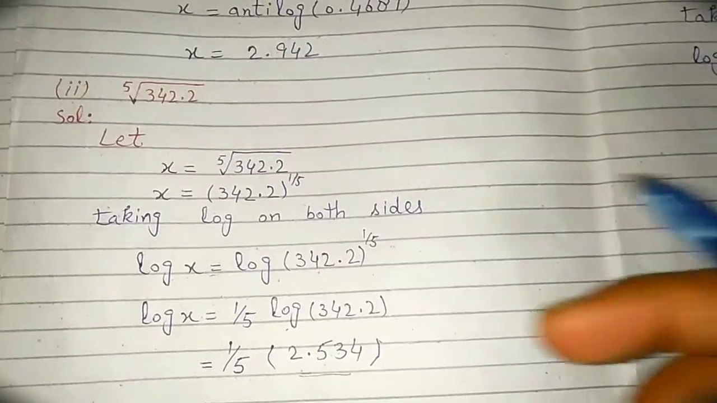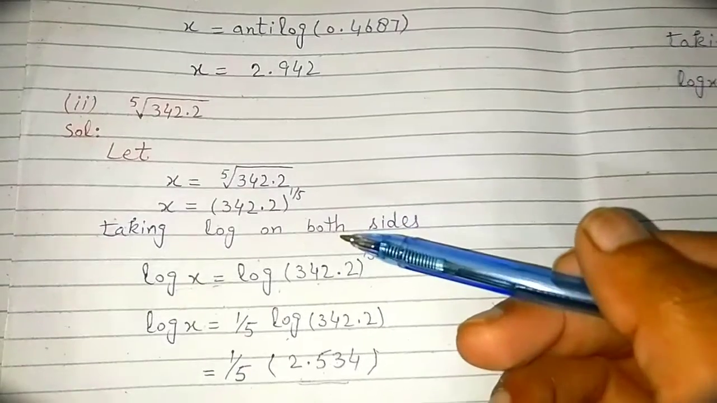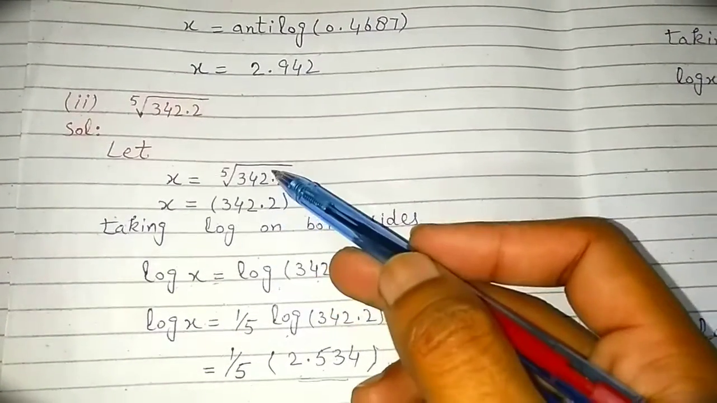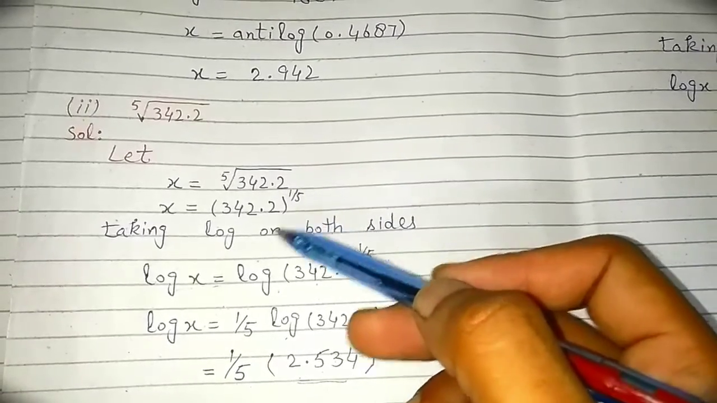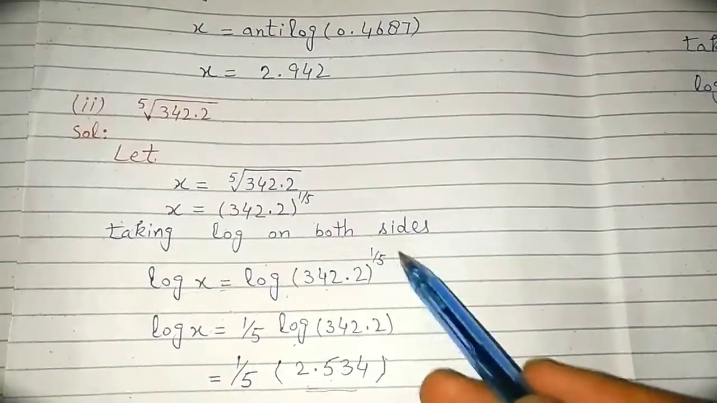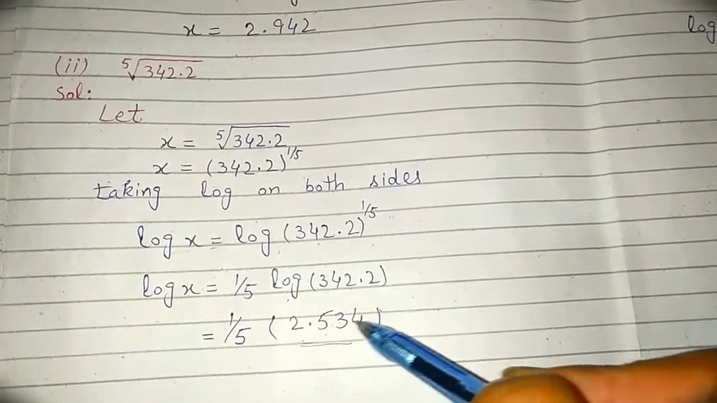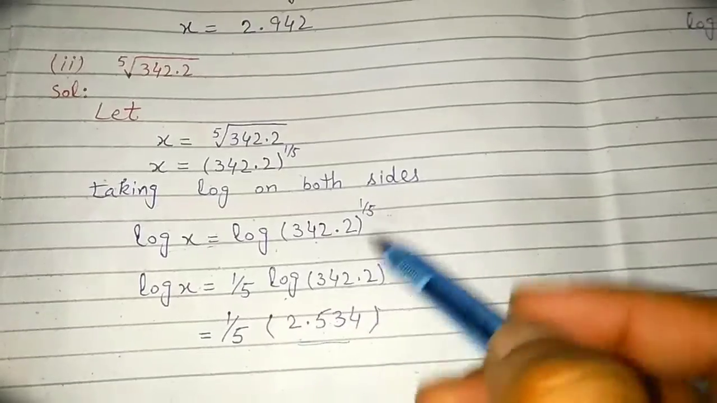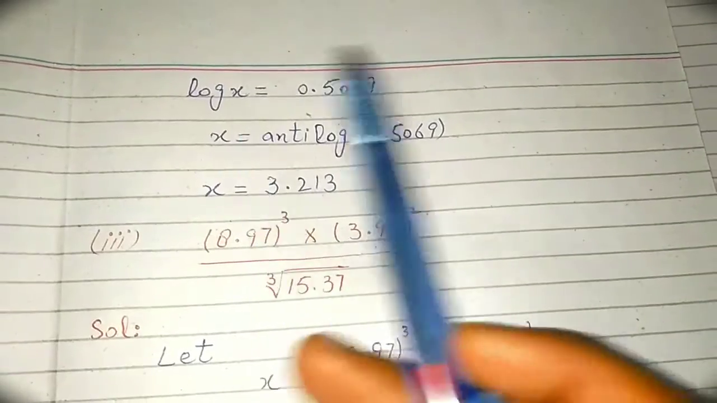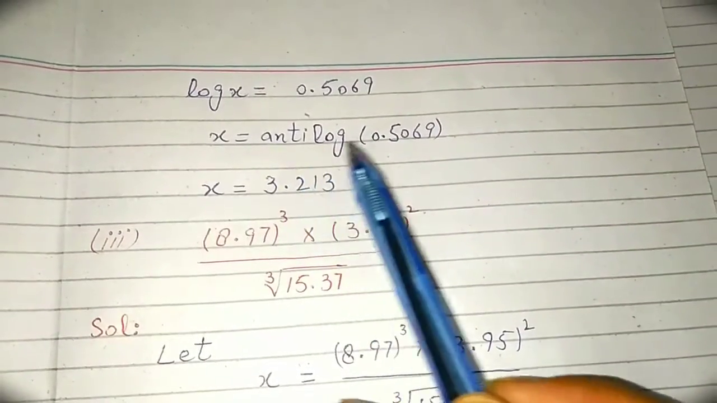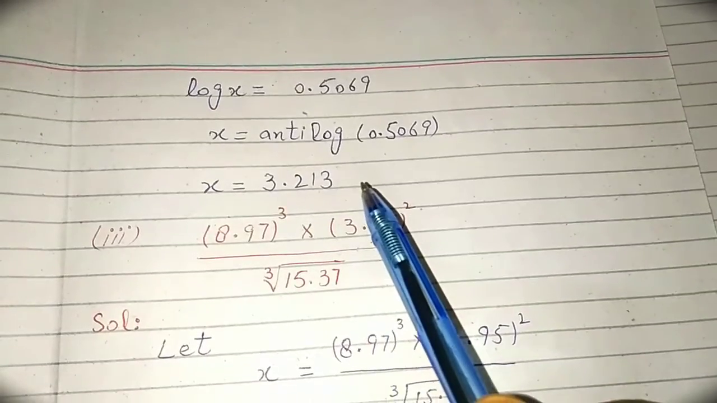Next part 2, which is the fifth root of 342.2. So it will be solved as part 1. x is equal to the fifth root of 342.2, bringing it in exponential form and taking log on both sides. Then this power will come before the log, and the log of 342.2 is 2.534 divided by 5, and we will get log x is equal to 0.5069. Taking this log to the other side, it will become anti-log. So anti-log of 0.5069 is equal to 3.213.